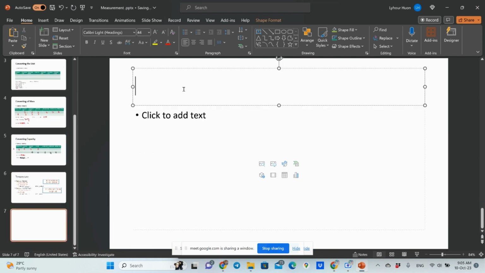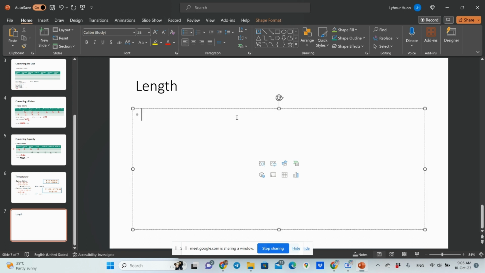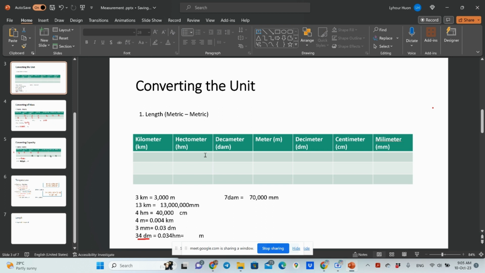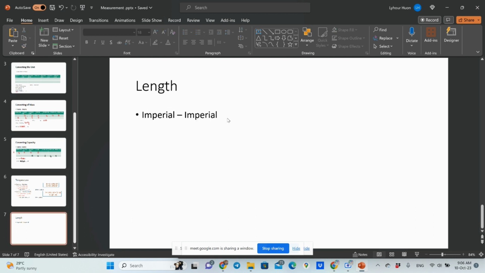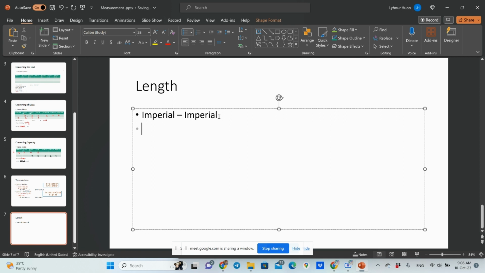So let's start with lengths, imperial system to imperial system. As we already know, when we convert the unit from metric to metric, the difference is 10 times. Now, when we convert imperial to imperial, it's a little bit difficult and we need to remember.